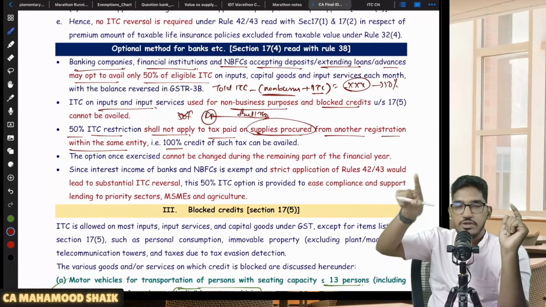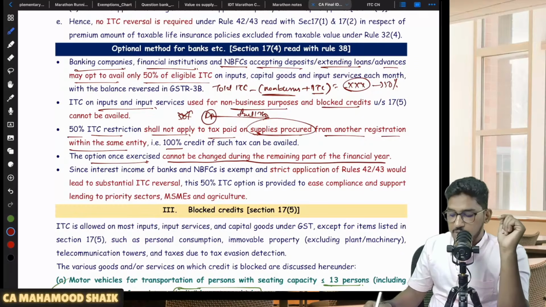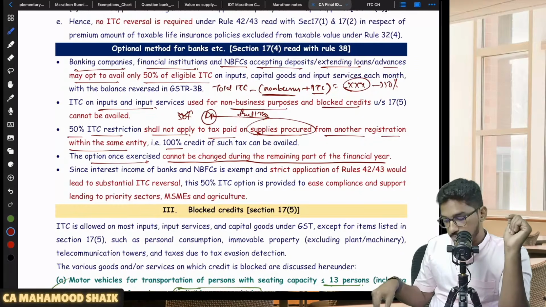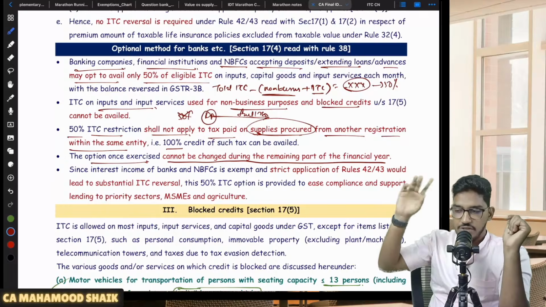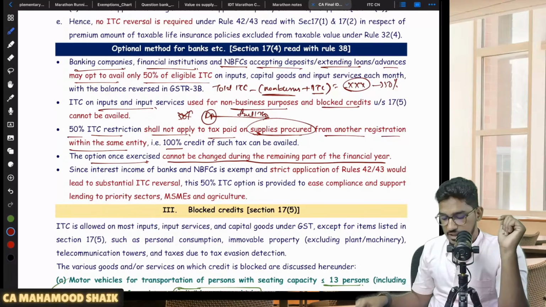That will not be counted in your 50% limit. Next, the option once exercised cannot be changed during the remaining part of the financial year. It is not like one month you are optional, one month you are going by the regular calculation, and all that will not be permitted. Once you have opted for the entire financial year, you have to remain under that category only.